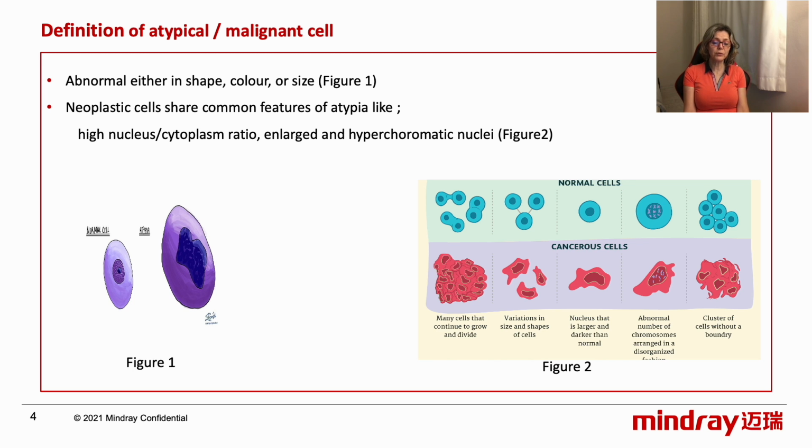As you can see in figure 2, from the point of cytology, neoplastic cells share common features of atypia like high nucleus-cytoplasm ratio, enlarged and hyperchromatic nuclei. In addition, the cells might divide or grow. They might also look like a cluster of cells without a boundary.